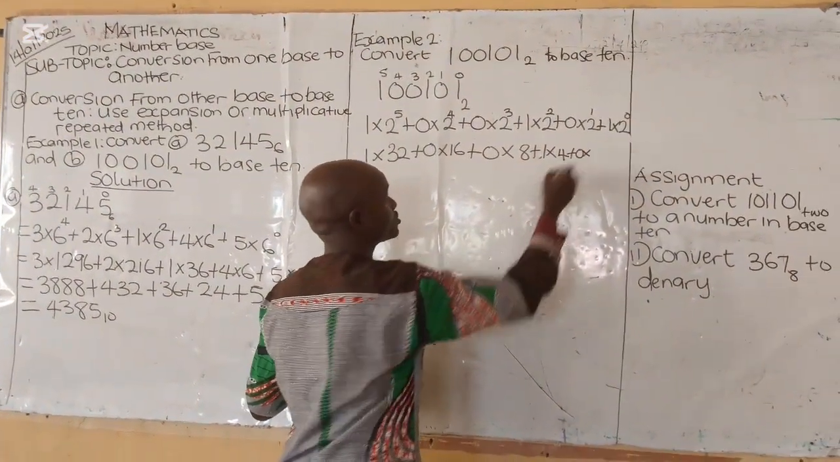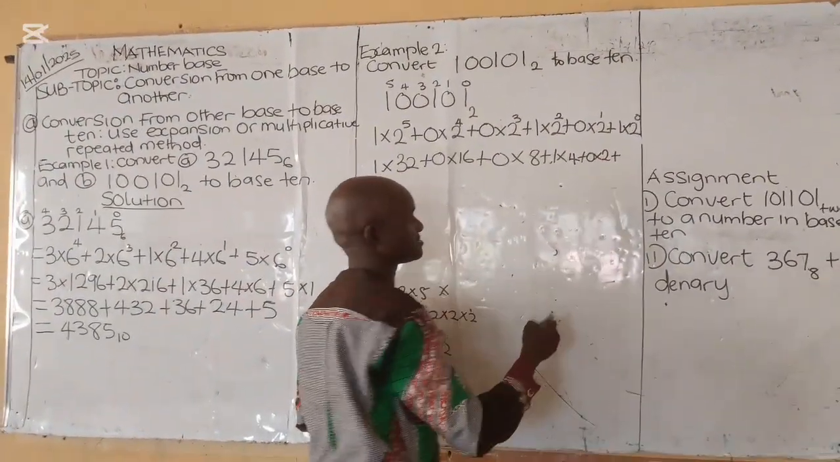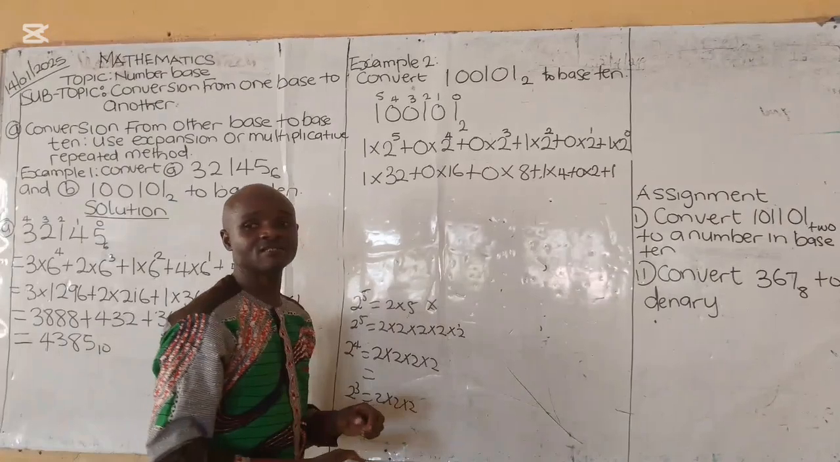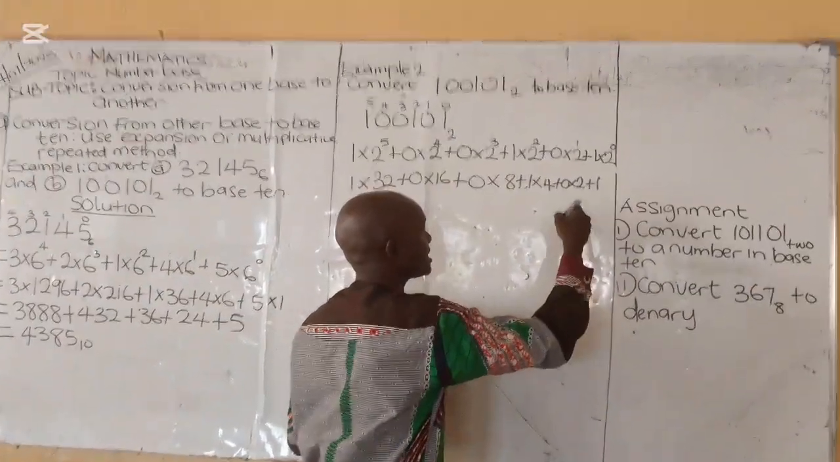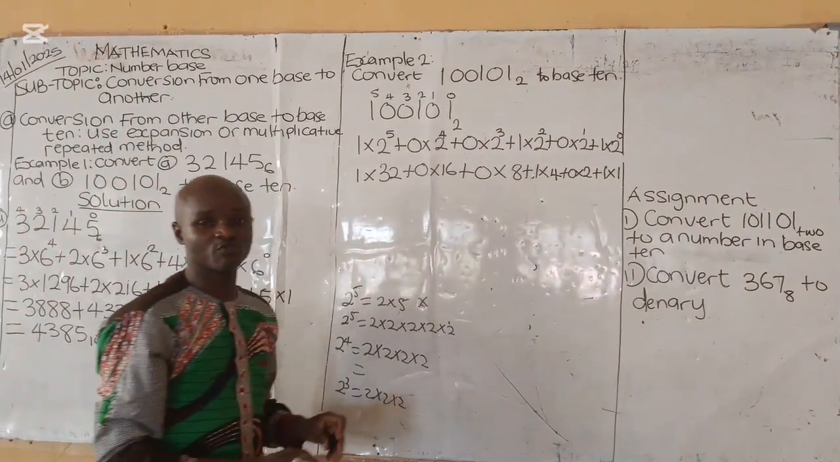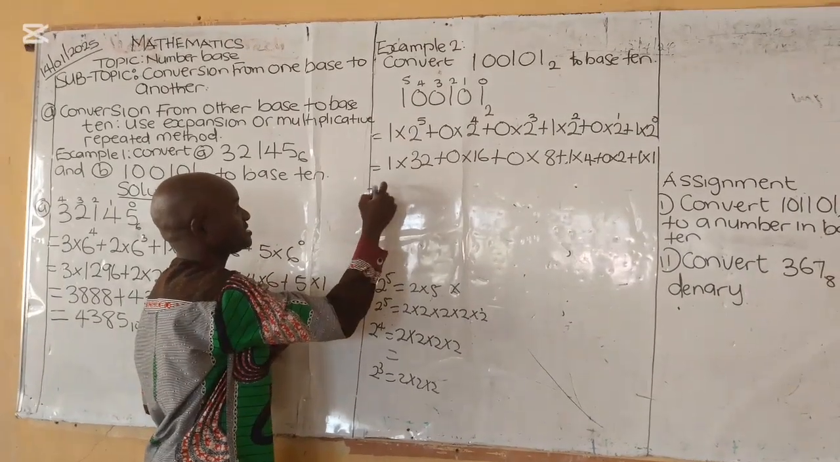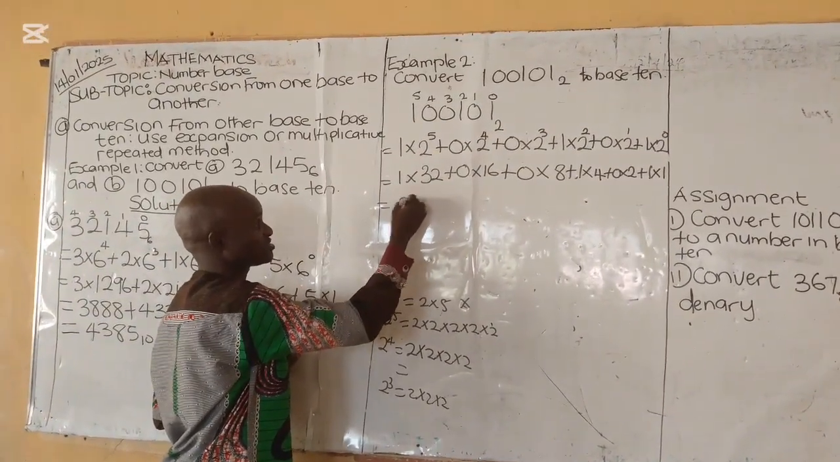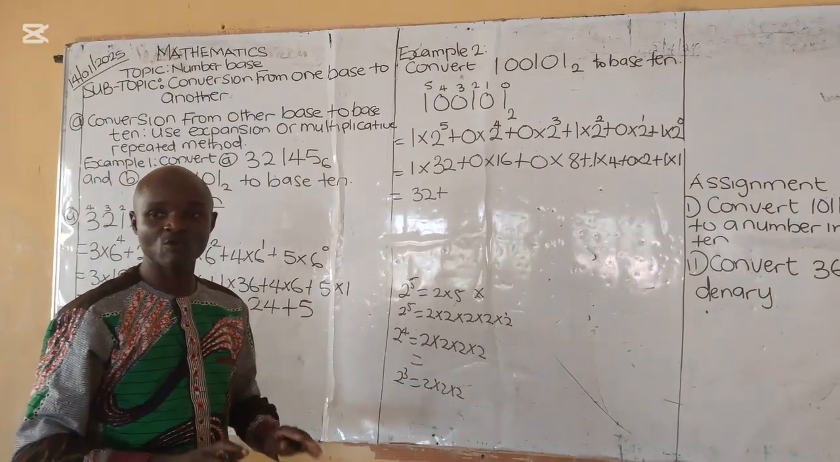Plus 0 times 2 raised to the power 1, of course, is 2. Remember, I said that anything raised to the power 0 is 1. So the last one there is 1 times 2 raised to the power 0, which is 1. Therefore, the next step that we have is 1 times 32, we have 32. Plus anything times 0, the answer will give you 0.